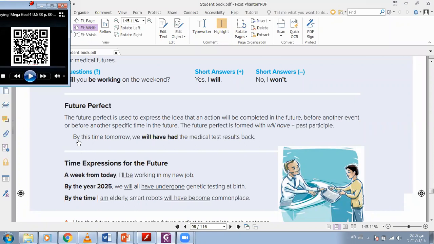Like this example: by this time tomorrow we will have had the medical test results back.